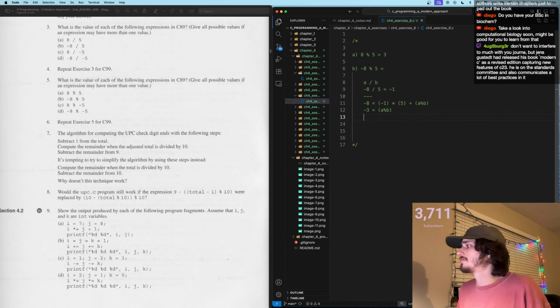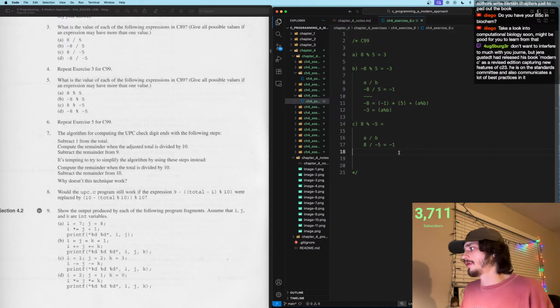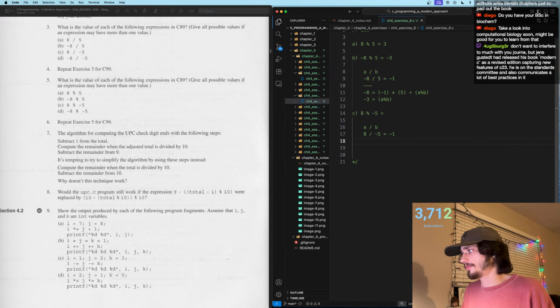Nice. So this would be negative 3. Now in C, we have 8 modulo negative 5. This is going to equal, so let's do A divided by B, which is 8 divided by negative 5, which is going to be equal to negative 1, right? We're doing C99, which will remove the decimal from the value in integer division, or just division here.